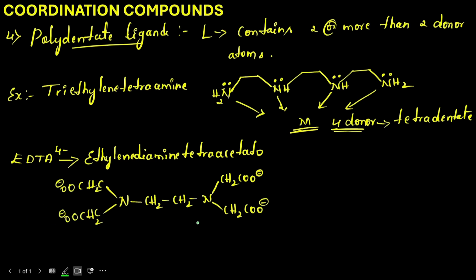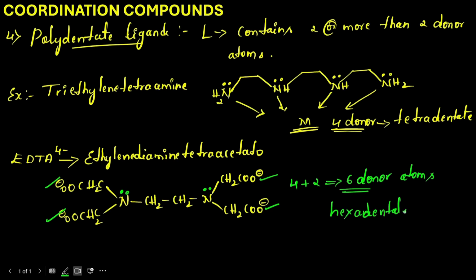How many donor atoms are there here? Here negative charge, here negative charge, here negative charge, here negative charge. Therefore, 4 donor atoms. Along with that, there are 2 nitrogen atoms. Here nitrogen atom has a lone pair of electrons, here also nitrogen has a lone pair of electrons. Here 4 plus 2, therefore 6 donor atoms are there. It is an example for hexadentate ligand. EDTA4 minus is an example for polydentate ligand; specifically, it is an example for hexadentate ligand.